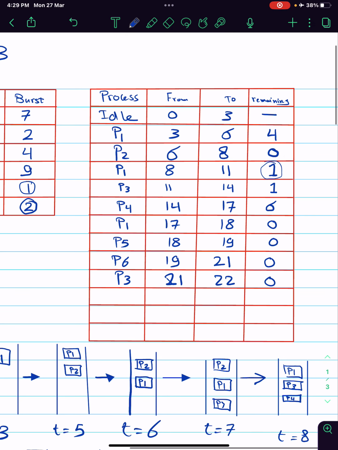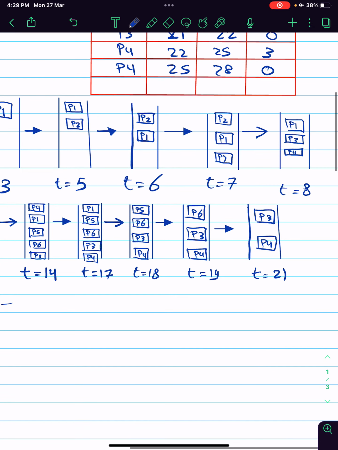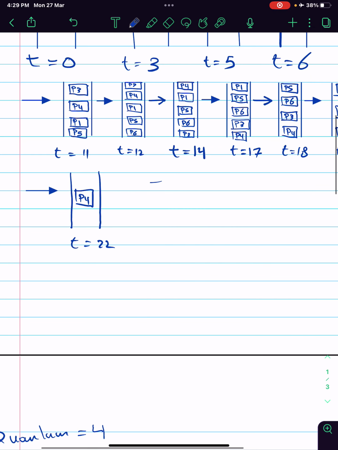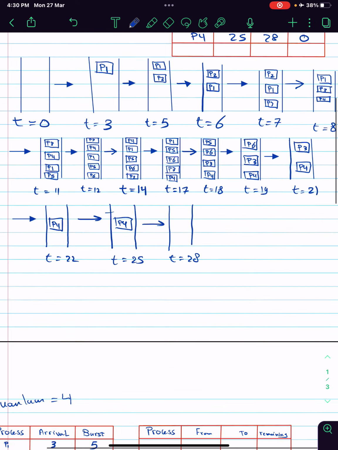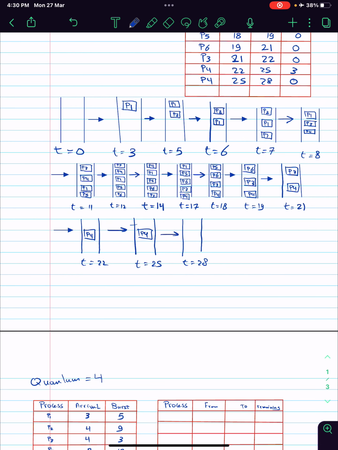The remaining time of P4, as you can see here, is 6, right? So P4 will take the first quantum from 22 to 25. The remaining is 3. And P4 will take from 25 to 28. The remaining here is a 0. Okay? So here it is. This is going to be like that. P4 at time 25, and then this will leave at time 28. Now at time 28, the queue is empty. Okay.